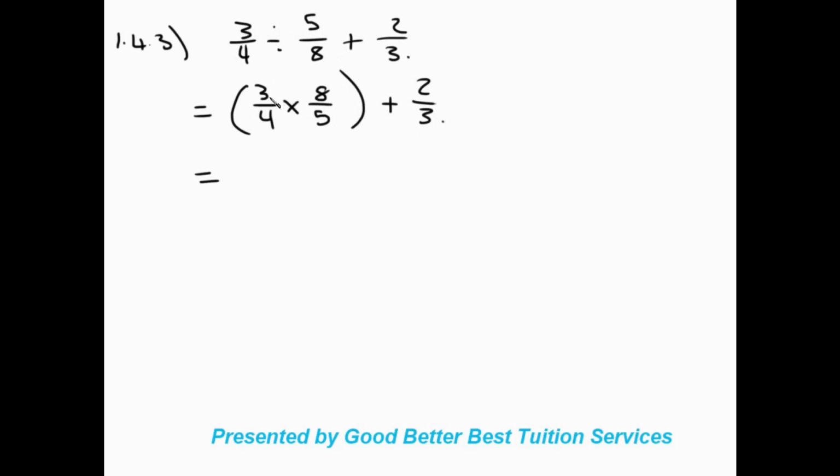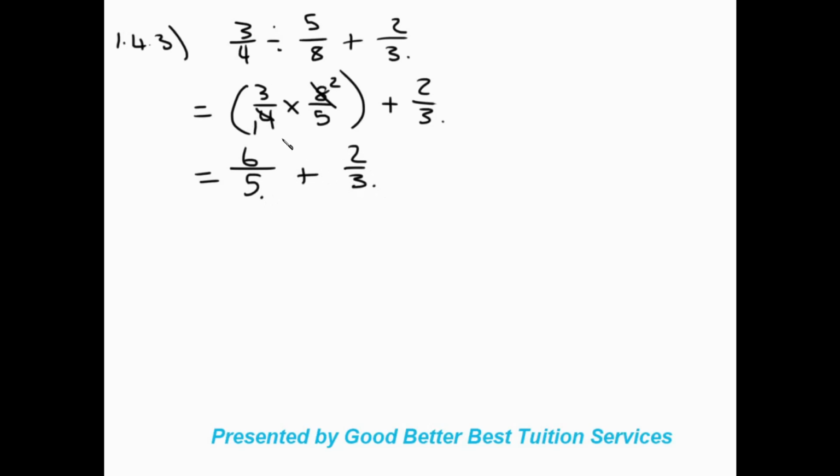Once we do that, we do 3 times 8, or actually, let's just simplify it first. We know that we can cross simplify. So let's look at this. 4 can go into itself once, 4 can go into 8 2 times. Cool. So once we do that, we get 3 times 2, which gives me 6, over 1 times 5, which is 5. So we have 6 over 5 plus 2 over 3.